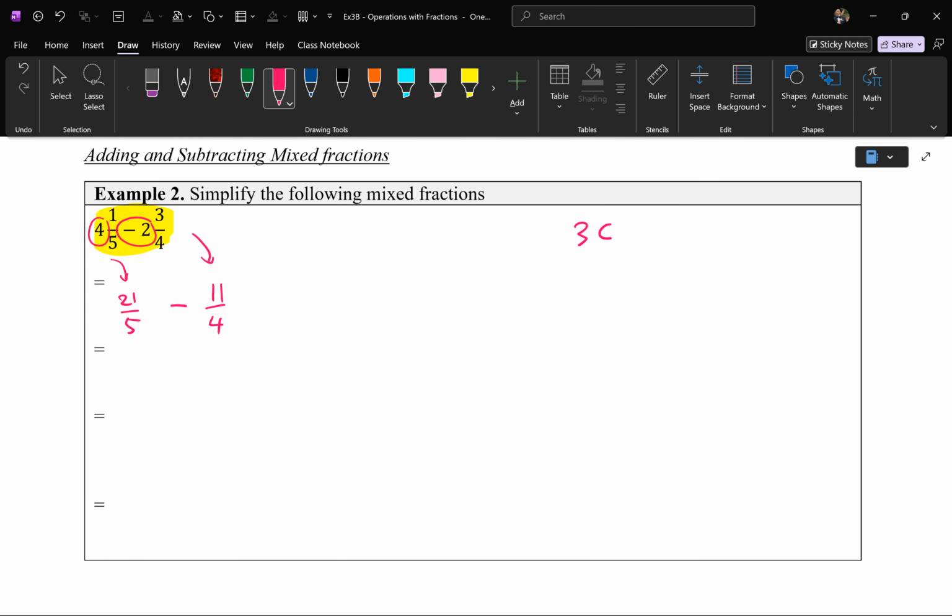Okay, so shortcuts work only if you know what you're actually doing. But if you're just memorizing it, you will get it wrong. So my advice is mixed fractions, do it the long way if you can. Okay, otherwise in 3C you'll find some troubles.